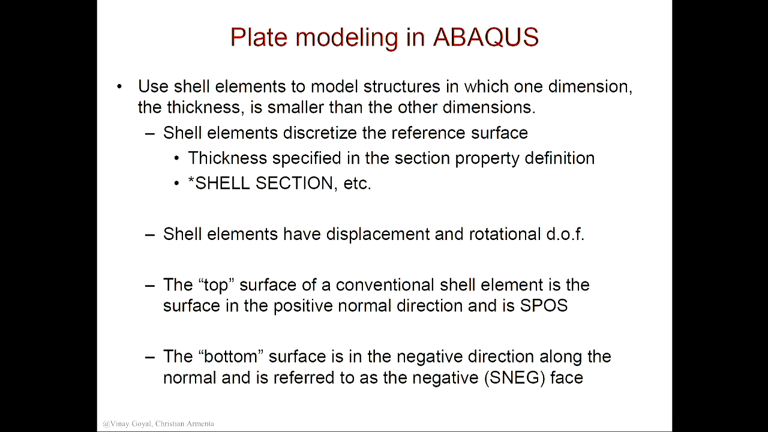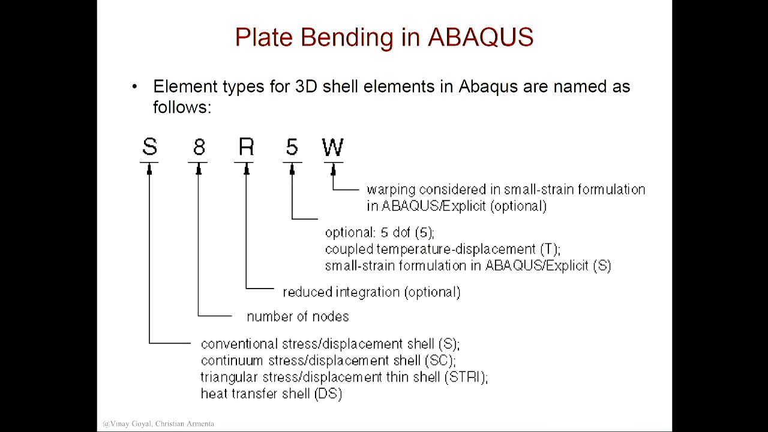The shell elements will have displacement and rotational degrees of freedom. You guys already know what the rotational degrees of freedom are for us in the shell element formulation, which is theta x, theta y. The top surface of a conventional shell element is the surface in the positive normal direction and is also known as S-pos. In the negative direction it is called S-neg. If you want to create a surface contact, you can call that surface out. Because while you have a shell element, you agree that you have a top surface and bottom surface. So the way Abaqus tracks that is using the normal to that shell element.